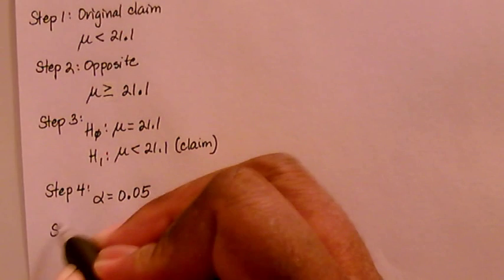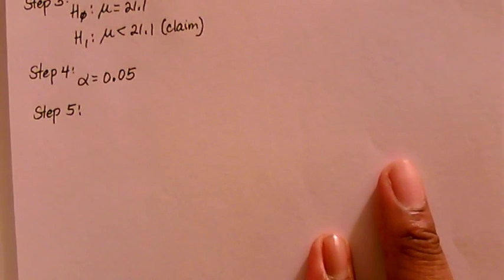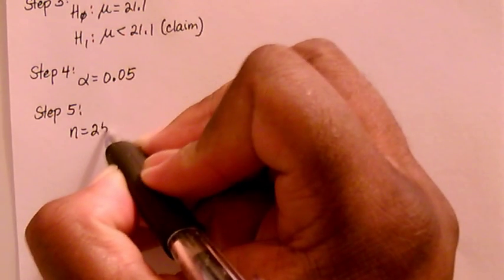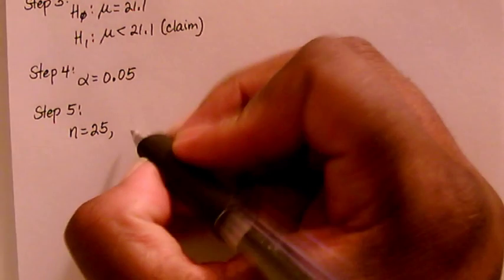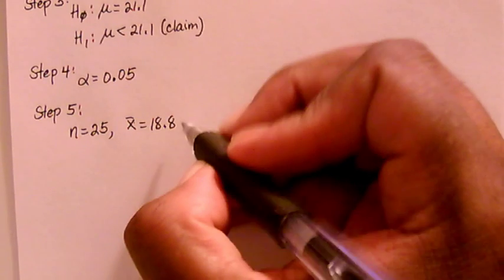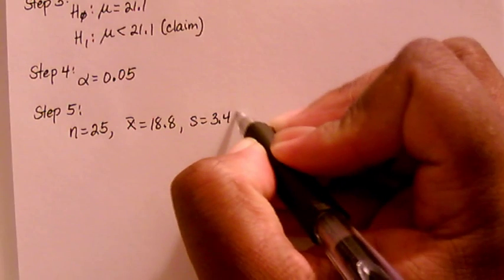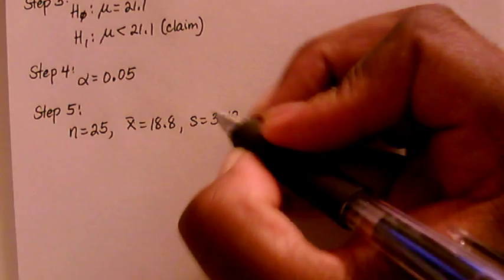And then step number 5 is to calculate your test statistic. Okay. So in this case here, let's look at what we have. We have a simple random sample of 25 filtered 100 millimeter cigarettes. And that sample has a mean of 18.8 milligrams. So that's your X bar, 18.8. And your standard deviation is 3.49. So S is 3.49. That was given to us in the original problem that I read to you earlier.